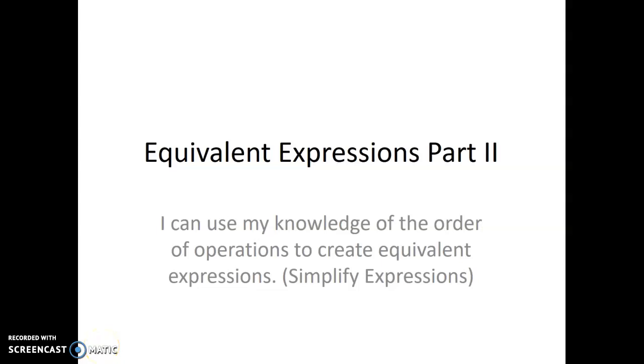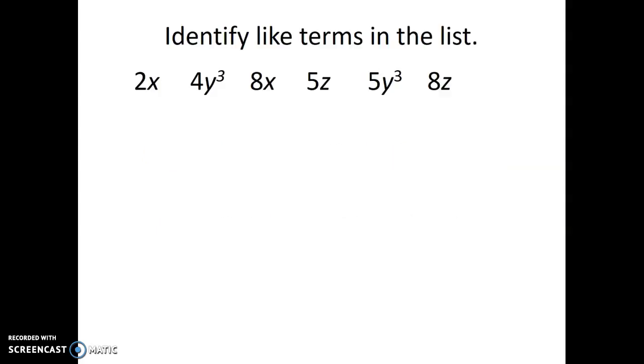Today we're going to continue our discussion on equivalent expressions. This is part 2 in the I can statement. I can use my knowledge of the order of operations to create equivalent expressions. Basically, we're going to simplify expressions.